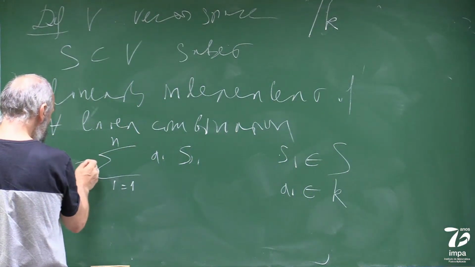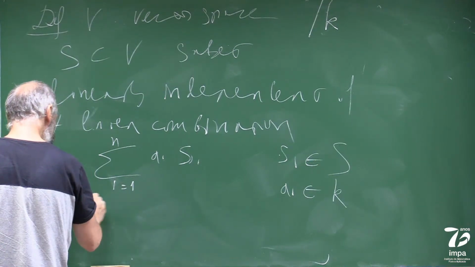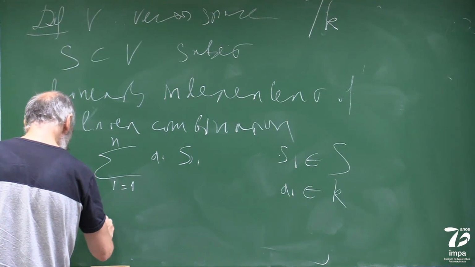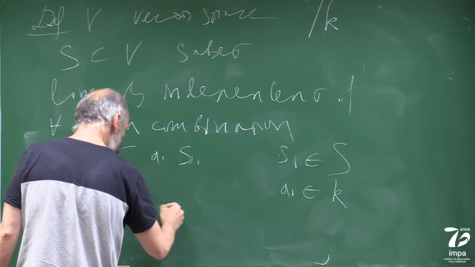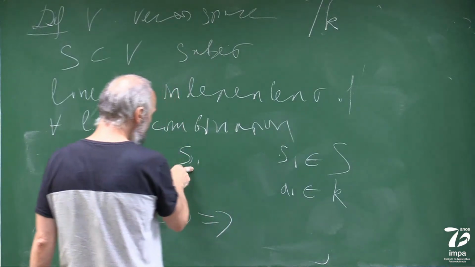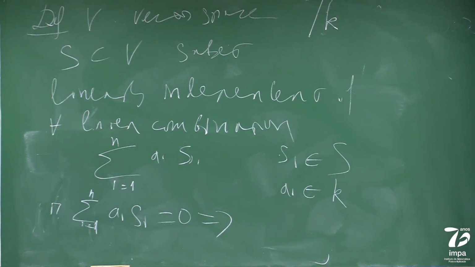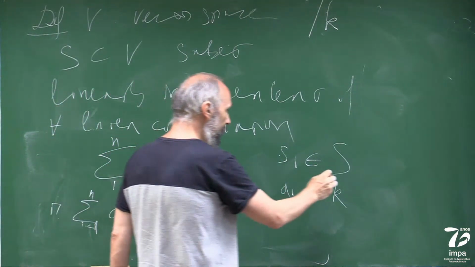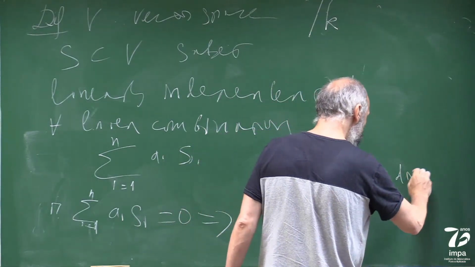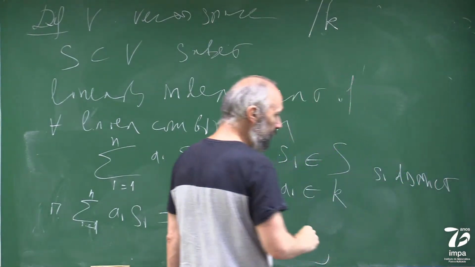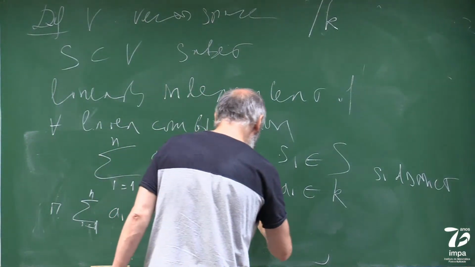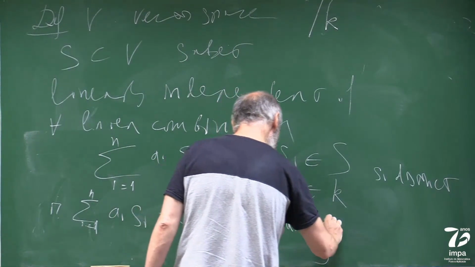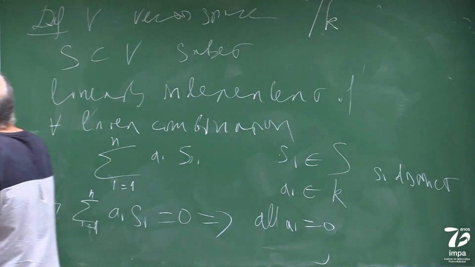So if it is equal to 0, and all the s_i are different, so they are distinct. You're not allowed to take the same s_i twice. So if this is 0, then all a_i are 0. This is standard.